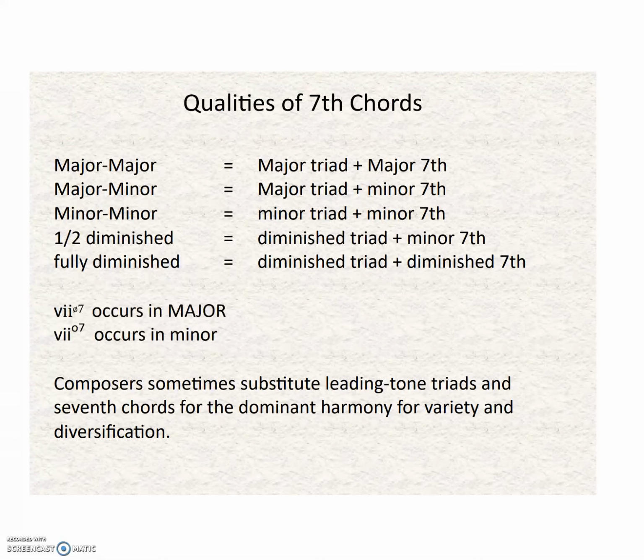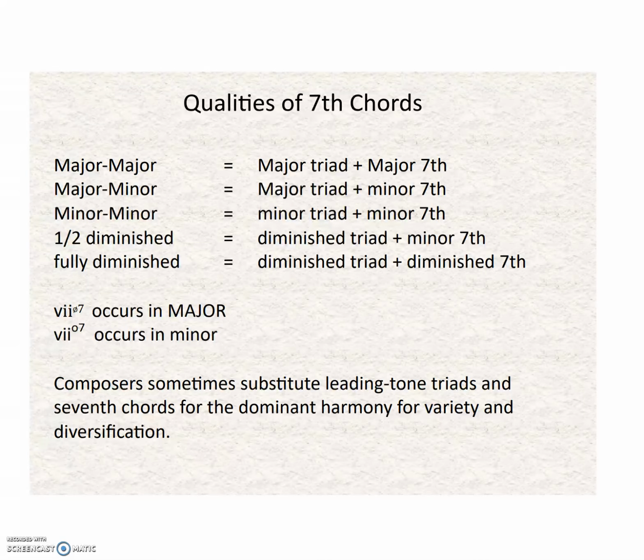Again, we have to review the qualities of seventh chords. It's really important to be able to identify the quality. A major seventh chord is a major triad plus a major seventh. A major minor or dominant seventh chord is a major triad plus a minor seventh. A minor seventh chord is a minor triad plus a minor seventh. A half diminished seventh chord is a diminished triad plus a minor seventh. And a fully diminished seventh chord is a diminished triad plus a diminished seventh. The half diminished 7-7 occurs in major, and the fully diminished 7-7 occurs in minor.